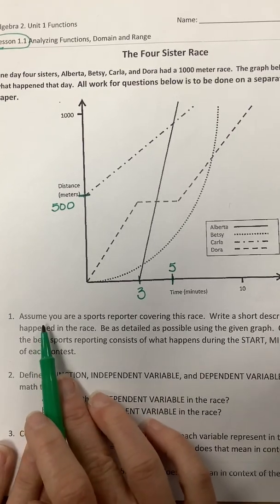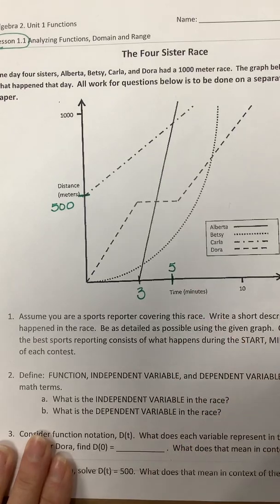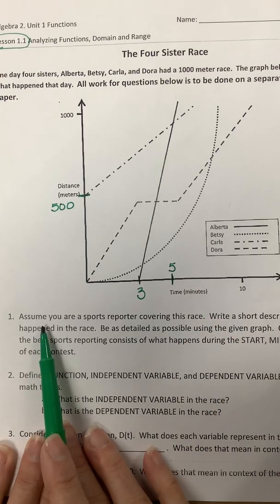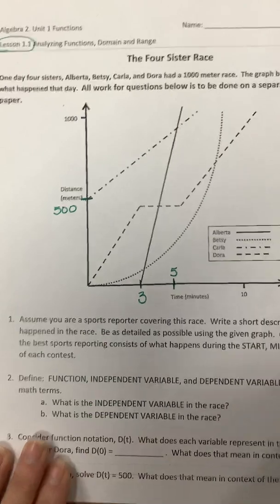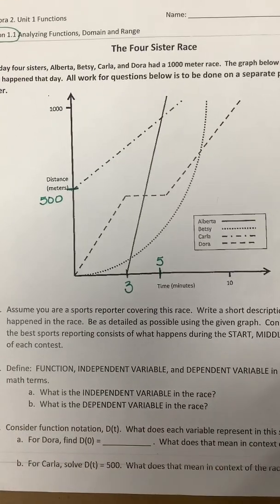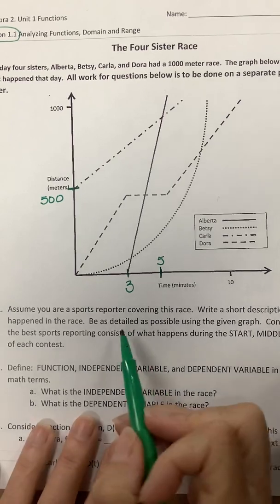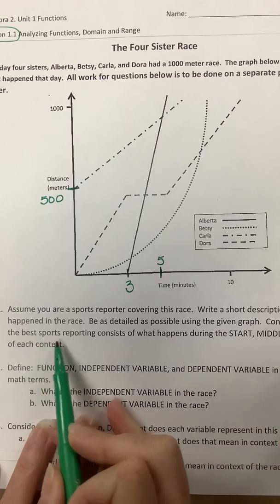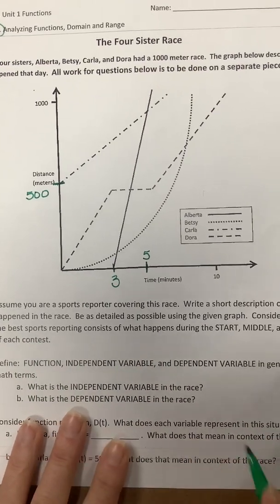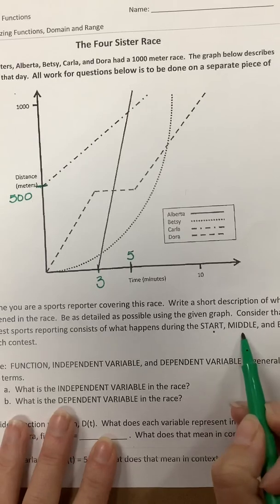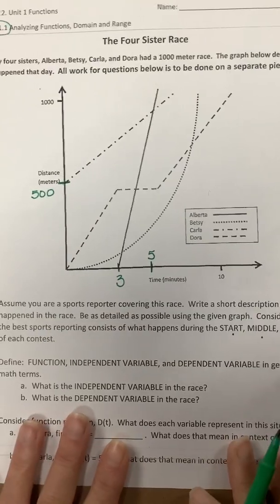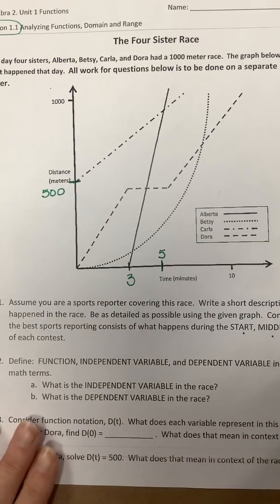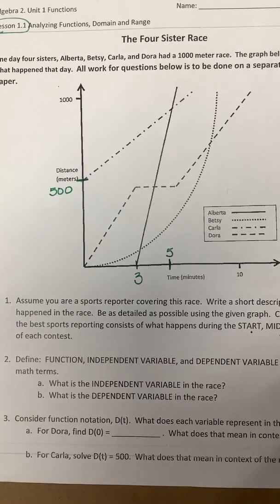So we've got these 4 sisters, and if they're anything like me and my siblings, they're pretty competitive. Now that we've kind of made sense of our graph, our first question says, assume you're a sports reporter and you are covering this race. Let's say it's the Olympics or something. Write a short description of what happened, but be as detailed as possible using the given graph. Consider that the best sports reporting consists of what happens at the start, the middle, and the end. I type these out myself because our textbooks aren't the greatest, so please make sure that you're reading everything because it makes a big difference.